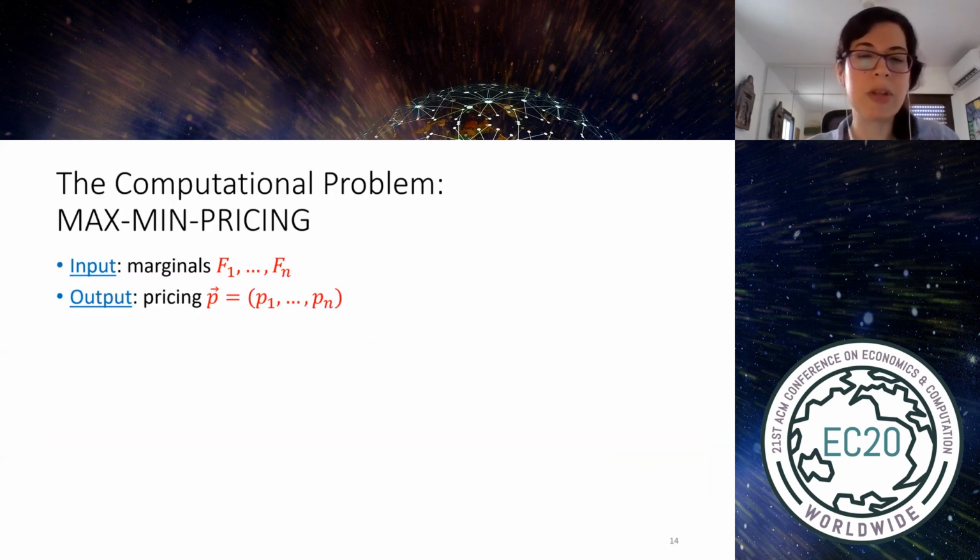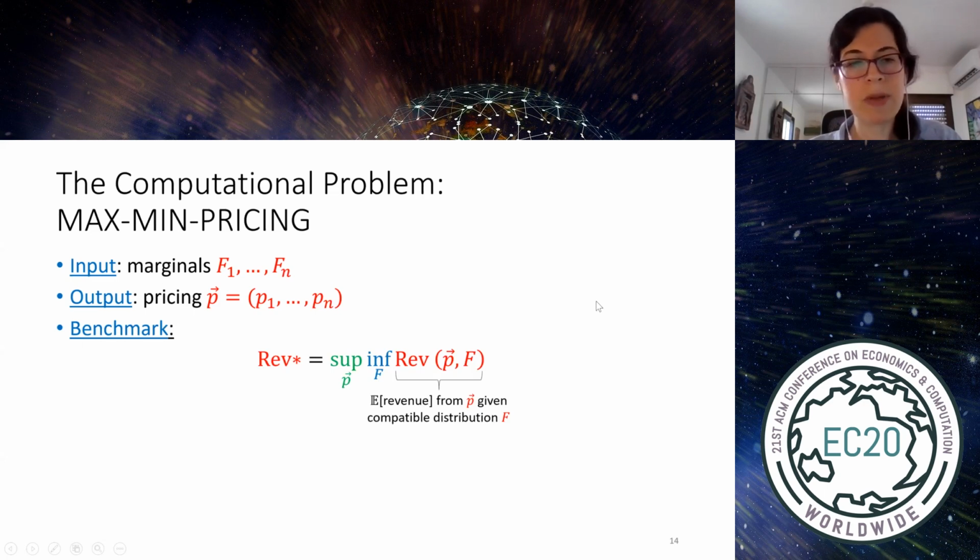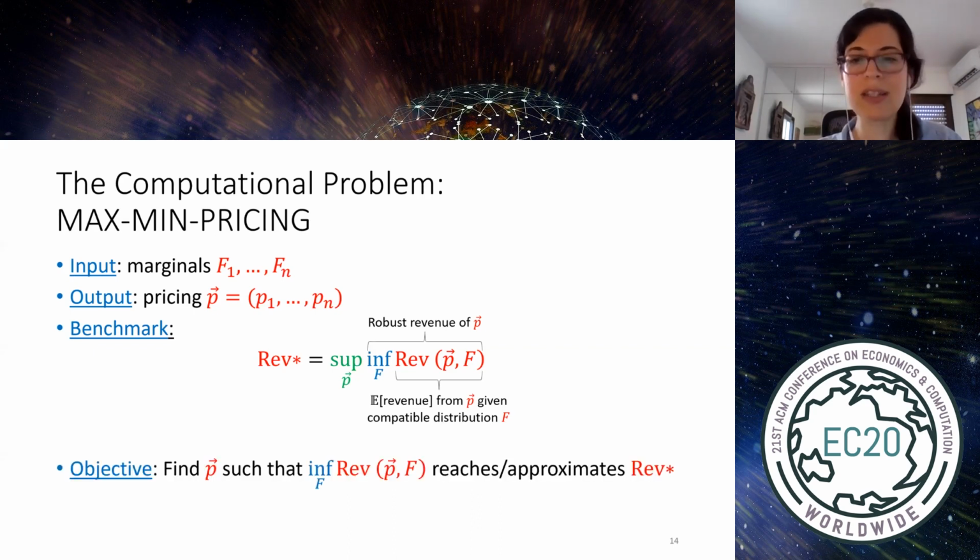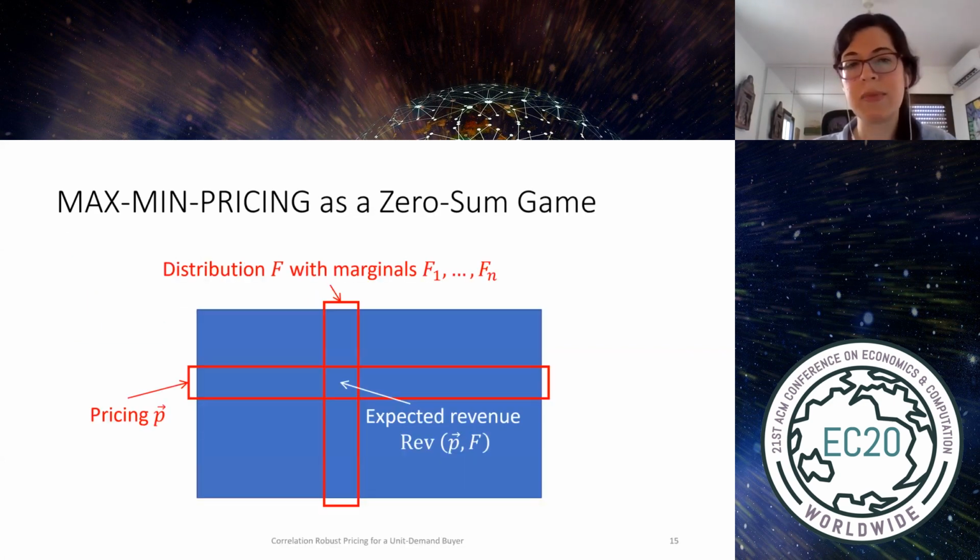Here is, a bit more formally, the computational problem, maximum pricing. The input to the problem is marginals, the output is the pricing. We're trying to get the following benchmark, or get close to it, denoted by rev star. This red term is the expected revenue from a pricing P given a distribution S compatible with the input marginals. This is by taking the worst case correlation, so this is the robust revenue of pricing P. Then we take the supremum over all prices, and this is the benchmark. The objective is to find the pricing so that its robust revenue reaches or approximates the benchmark rev star. You can think of this as a zero-sum game, where the row player is the seller who is choosing a pricing.